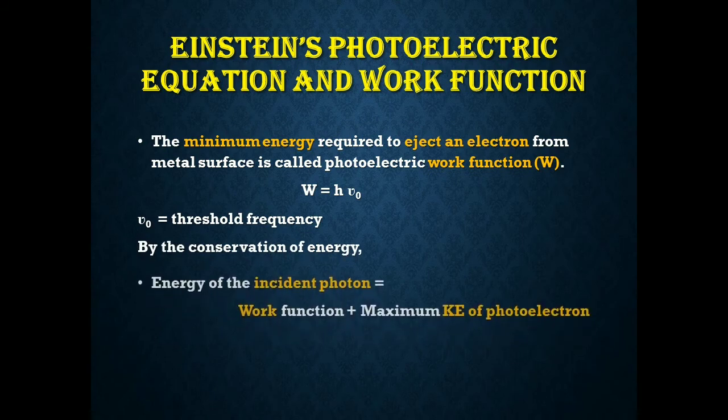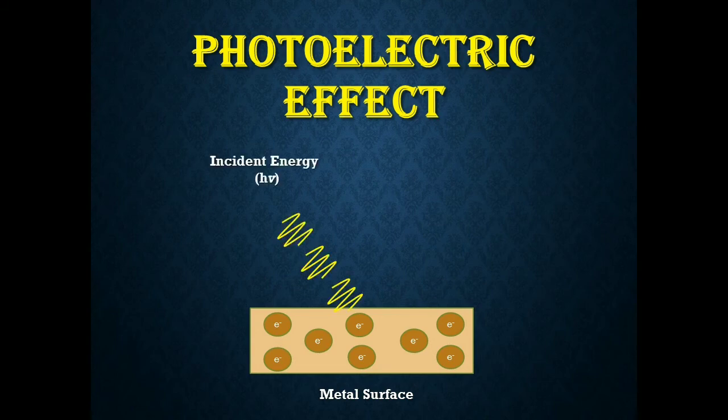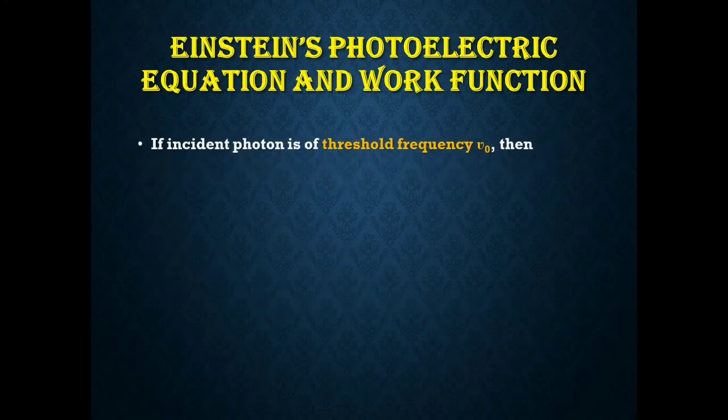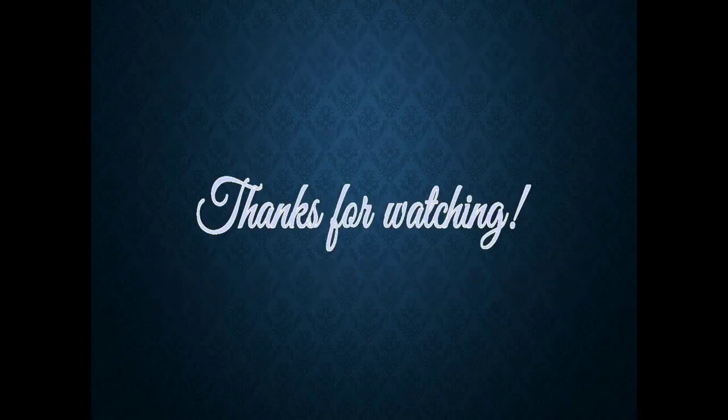So what does it mean? Again, come back to the animation. You have a metal surface, with light of threshold energy or frequency, E equals h nu, incident on it. Assume the light has a frequency greater than the threshold frequency, then and only then it will eject the particle from the metal surface. So it has a minimum work function W plus the kinetic energy of the ejected particle, KE. So it is given as incident energy h nu equals h nu naught, the work function, plus kinetic energy. This equation is called Einstein's photoelectric equation.